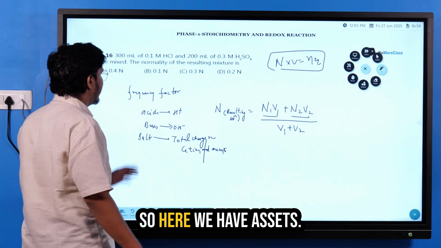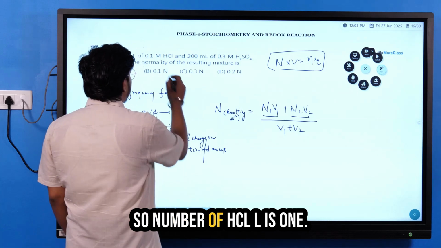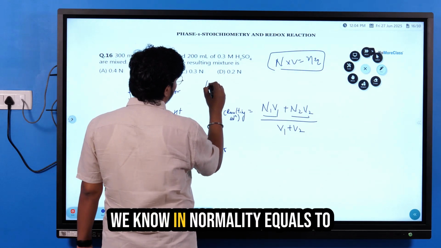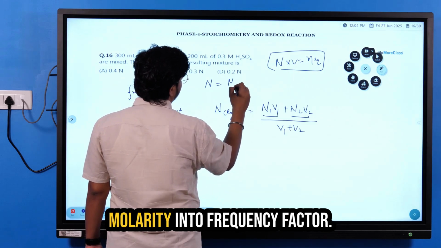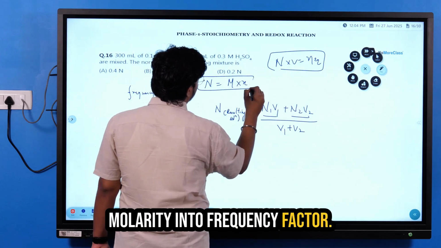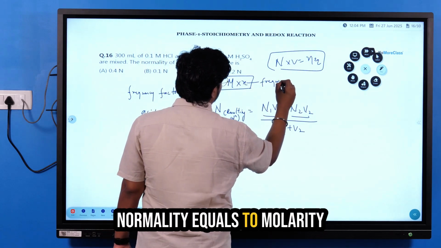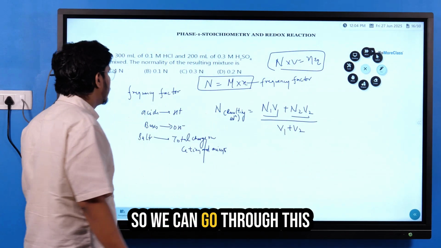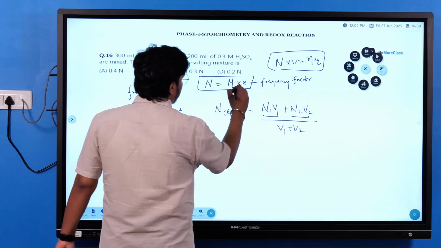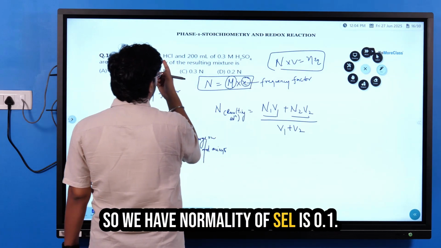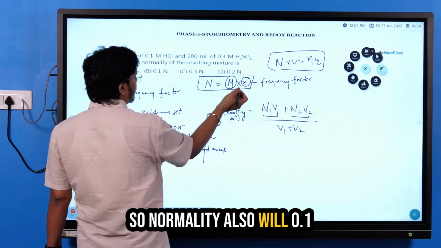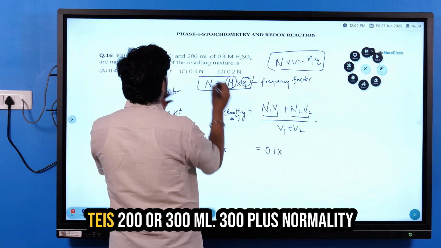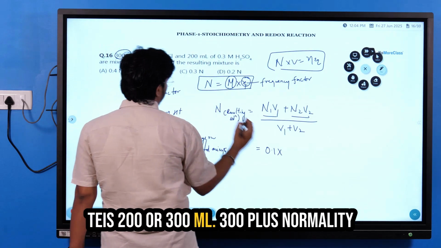Okay. So here both are acids. The number of H⁺ ions from HCl is 1, so the frequency factor is 1. And one more thing we know: normality equals molarity into frequency factor. So the molarity of HCl is 0.1, and the normality also will be 0.1 as the frequency factor is 1. So 0.1 into the volume of HCl taken, which is 300 ml.